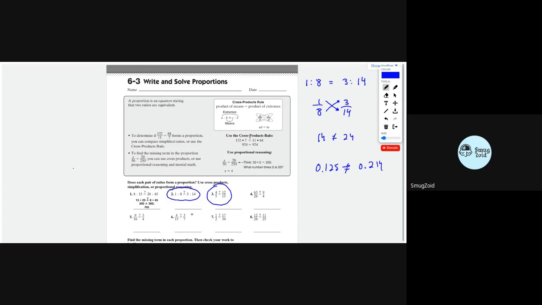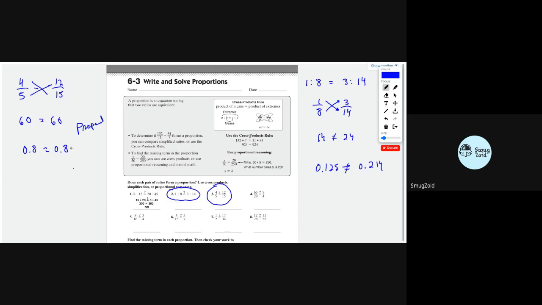Let's grab one that looks a whole lot better. Let's grab this one. I know this one's in proportion, so I'm going to show you why using my testing format. First, 4 divided by 5, and I'm going to compare it to 12 divided by 15. If we cross multiply, 4 times 15 is 60, and 5 times 12 is 60, so they're in proportion. If I divide 4 by 5, I get 0.8. If I divide 12 by 15, I get the same number, 0.8. So these are in proportion. That's another way you can check.